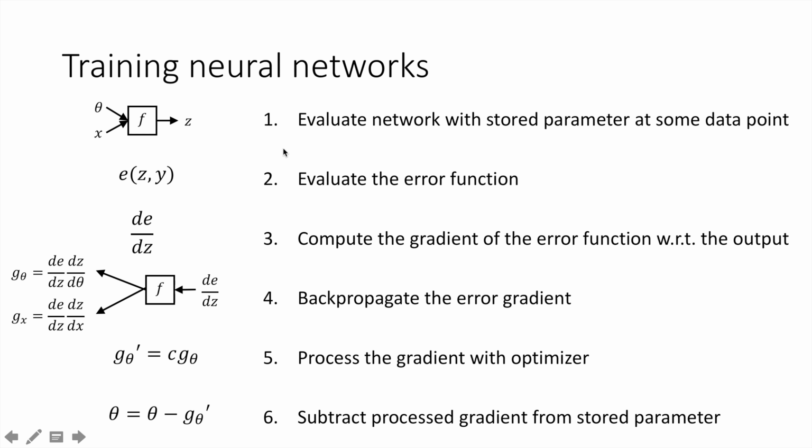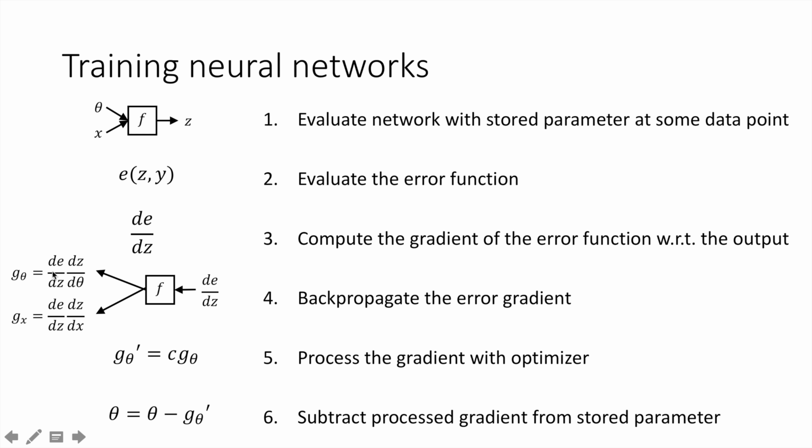We start by evaluating the network F with the stored parameter theta at some data input x to obtain the corresponding output z. Second, we evaluate the loss function at the output z and the ground truth label y. Third, we compute the gradient of the loss function with respect to the output z. Then we backpropagate this gradient through the network to obtain the gradient g theta with respect to the parameter.